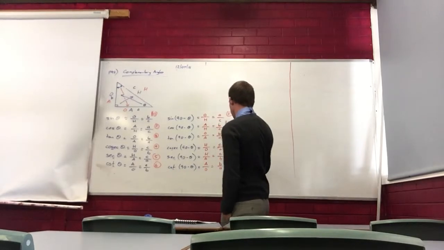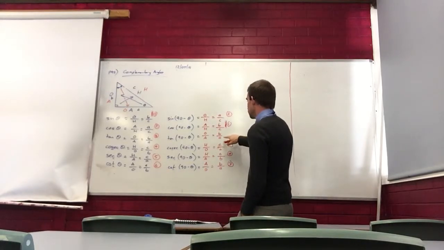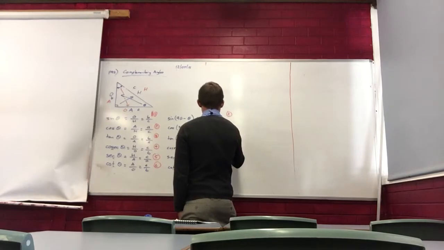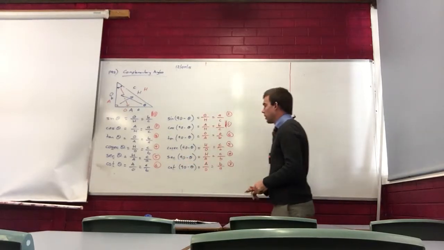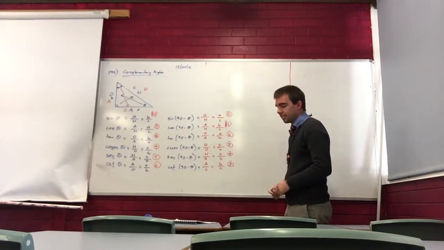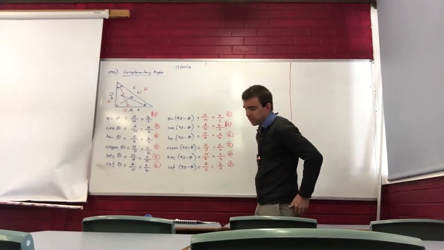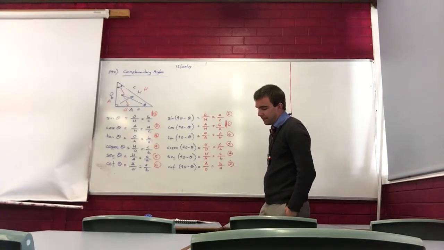It should be A over B here, and that'll give us tan. Okay, so from that, we have the results in your table. They're summarised right there.